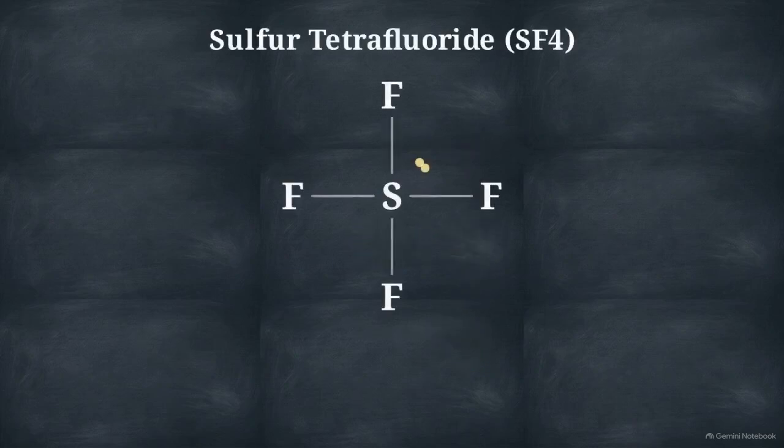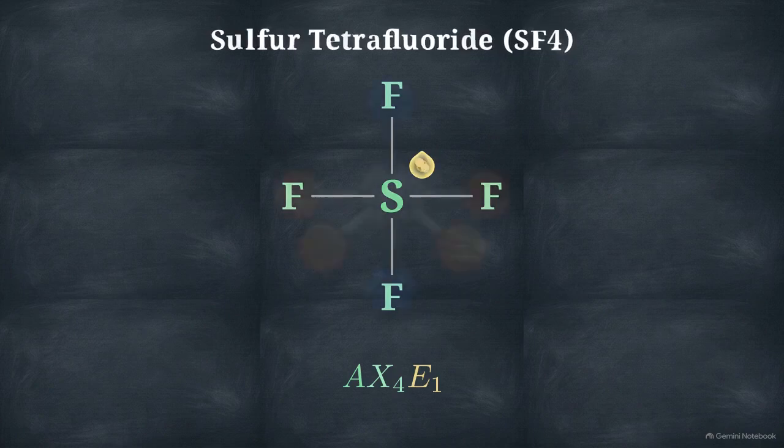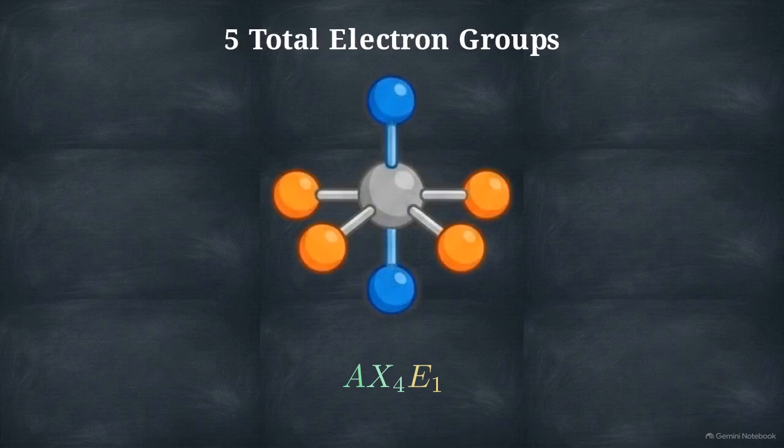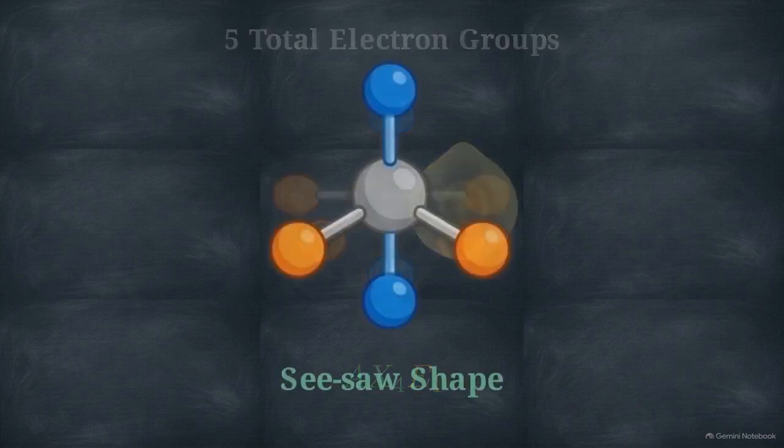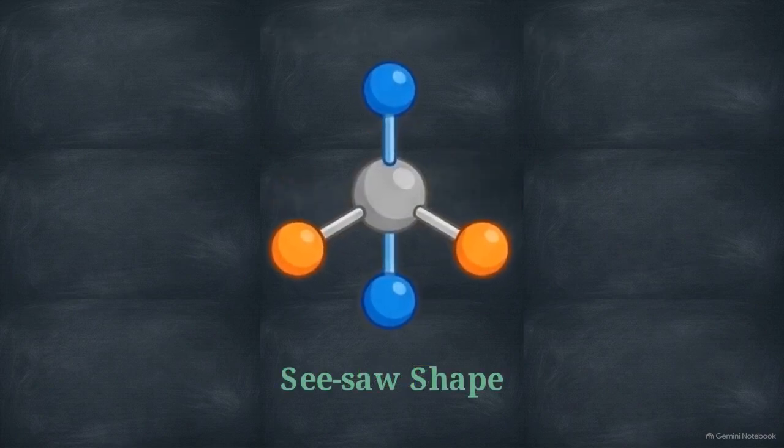Let's apply these rules to map out a real molecule, sulfur tetrafluoride, or SF4. We start with sulfur in the center, assigning it A. It is bonded to 4 fluorine atoms, giving us X4. That leaves one unbonded pair of electrons on the sulfur, our single lone pair, E1. We translate AX4E1 by combining the components. 5 total electron groups means a trigonal bipyramidal base. The single lone pair grabs an equatorial spot for maximum space, leaving us with a final 3D seesaw shape.